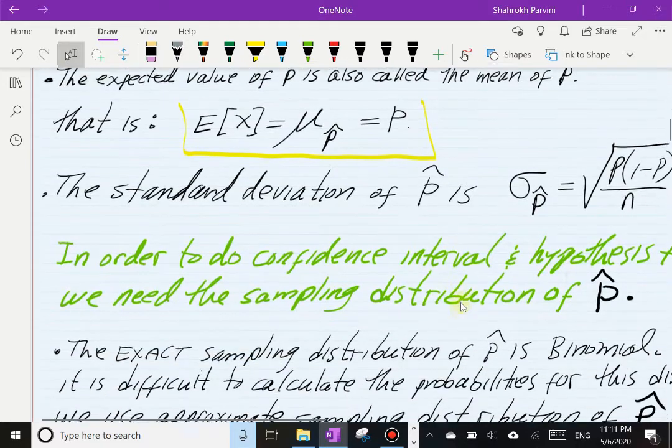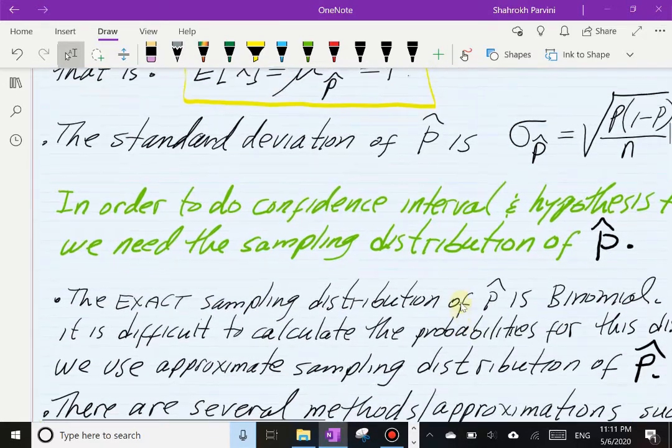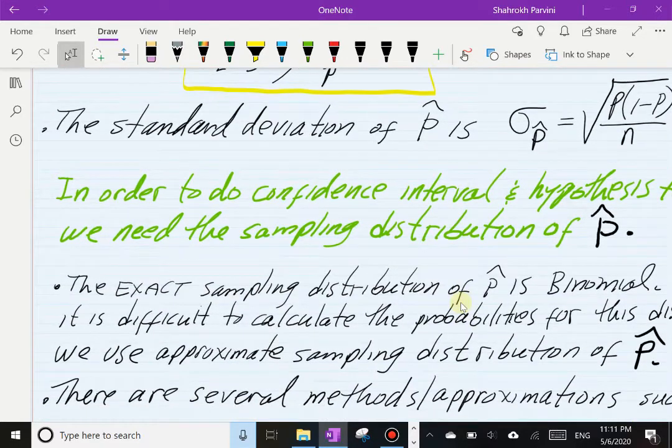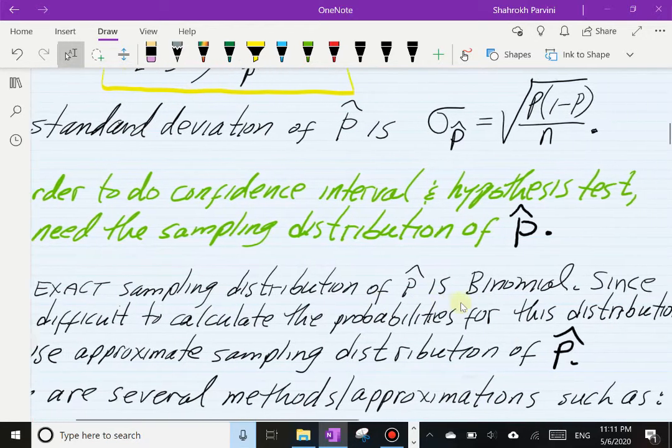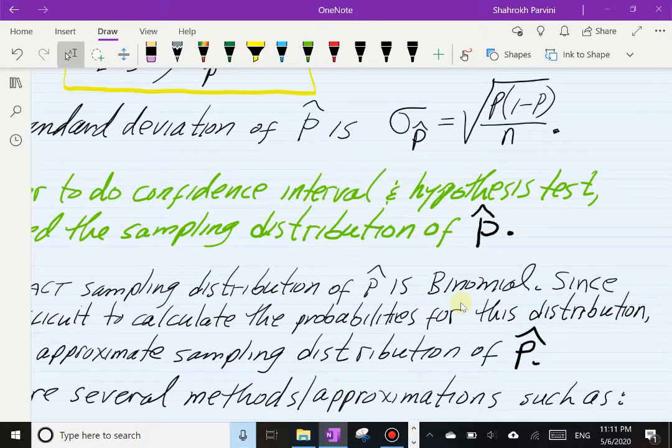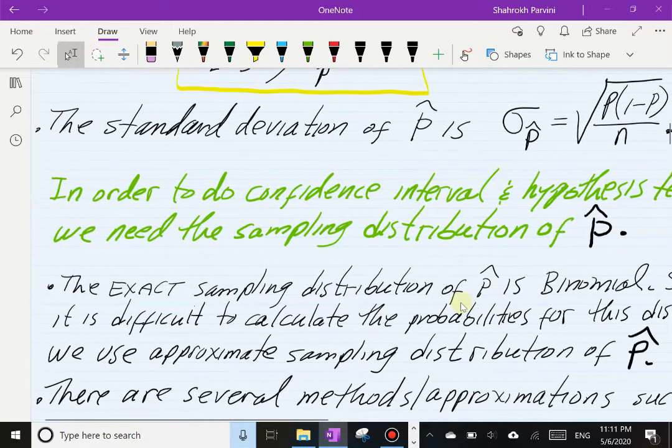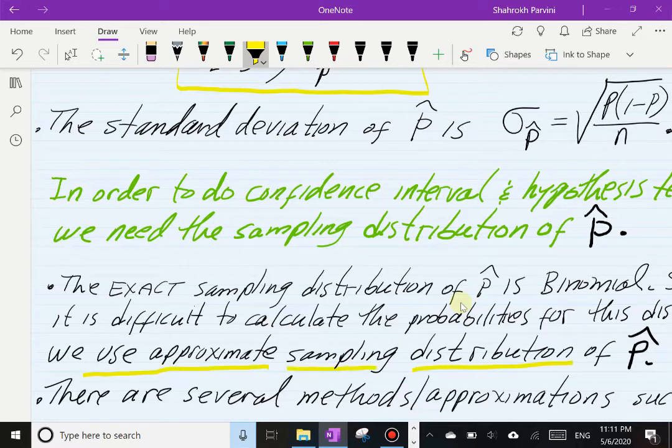Now, the exact sampling distribution turns out to be binomial. But because it's difficult to calculate binomial probabilities, we're actually not going to use the exact sampling distribution to do this. So what are we going to do instead? We're going to use an approximate sampling distribution of p hat.